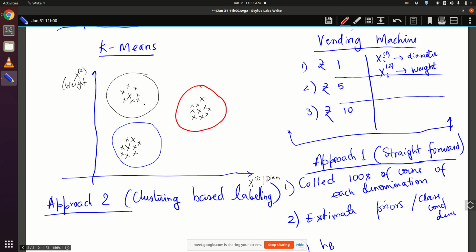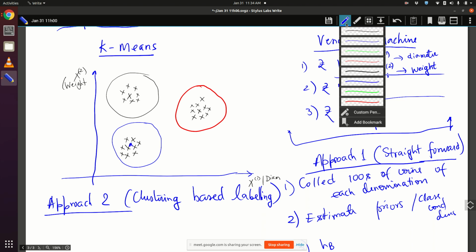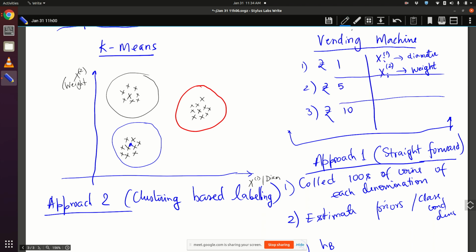Okay, so this is how you want to group it. You want to do this without knowing what the labels are, just based on height and weight. Once you group it, you take one sample from each of them. I will take one sample from here, a black sample from here, and a red sample from here. I will look at the blue sample, since it is in this blue region, and I can say, oh yeah, this is actually 1 rupee.